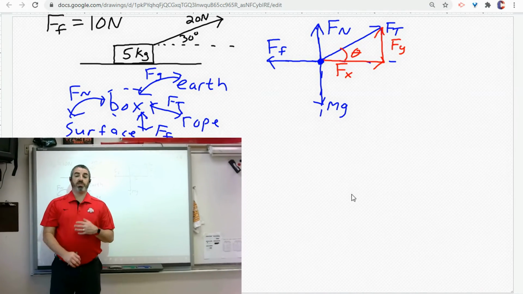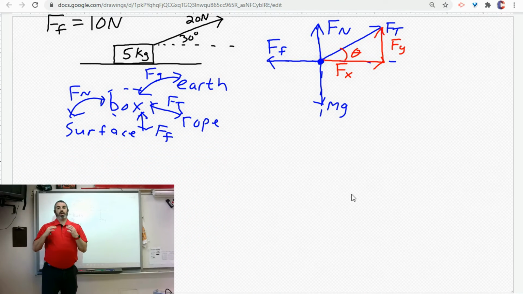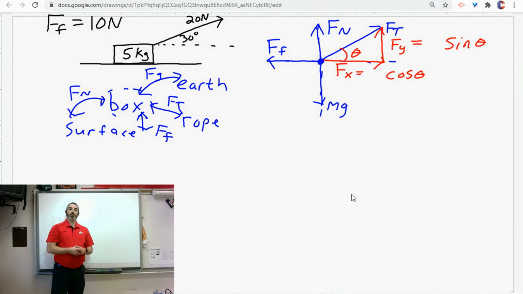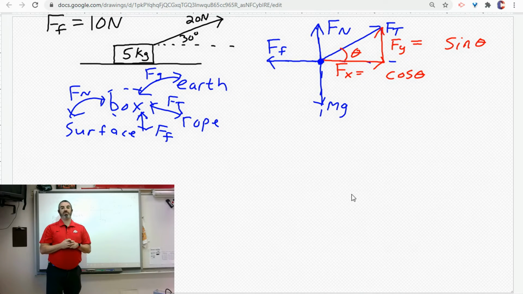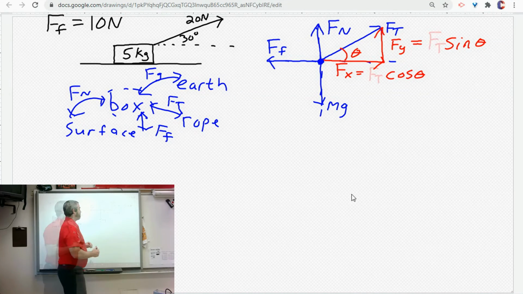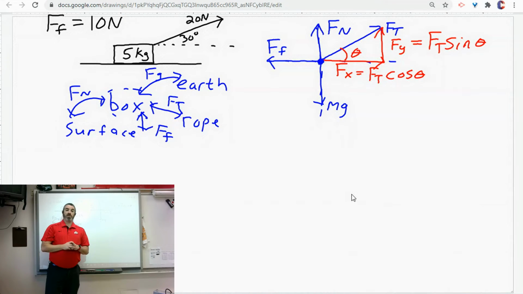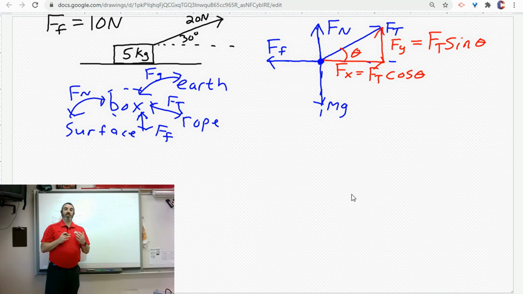So I've drawn my components, Fx and Fy. Now, we can substitute for Fx and Fy. We know we're going to use some trigonometry because we've enclosed a right triangle. So we're going to show that Fx and Fy equal the hypotenuse times a trig function. Because the x component is the adjacent side, that's cosine. Because the y component is the opposite side, that is sine. And we're going to multiply those trig functions by the hypotenuse. So we can see that the x component is FT cosine theta and the y component is FT sine theta.